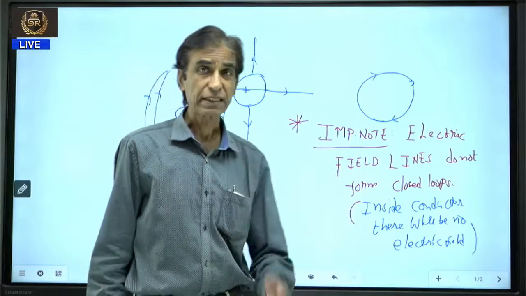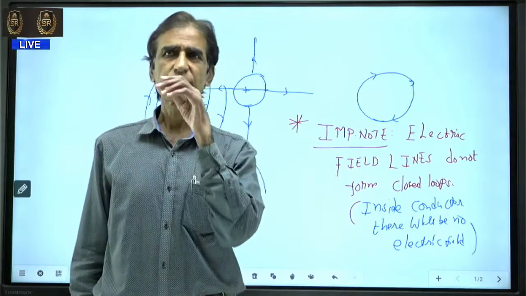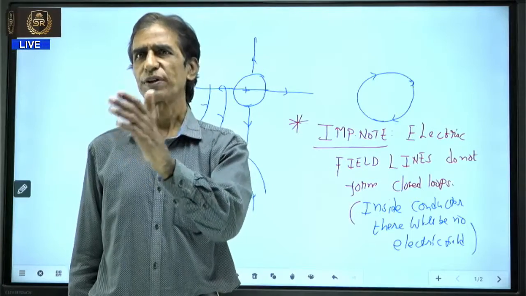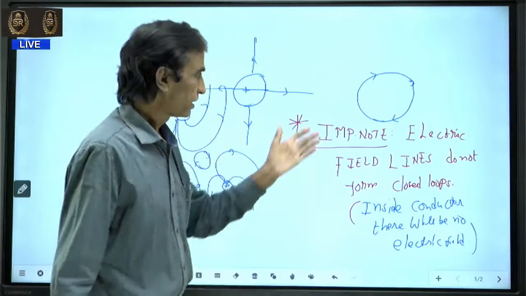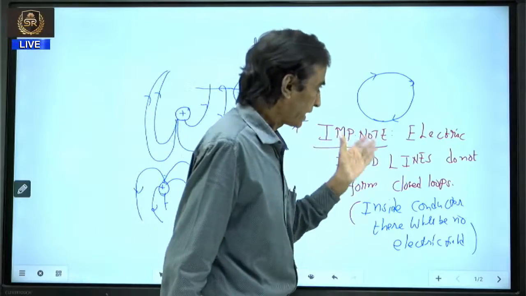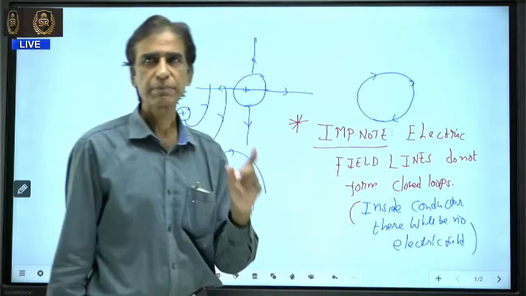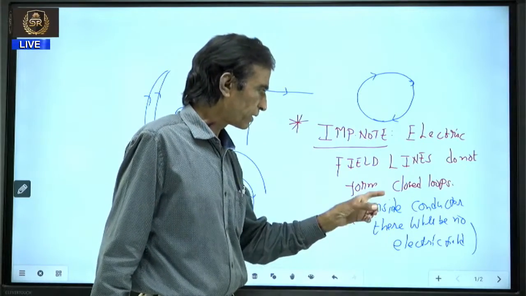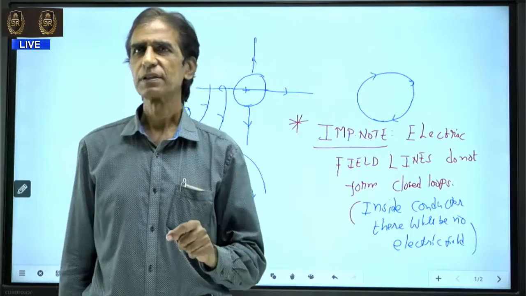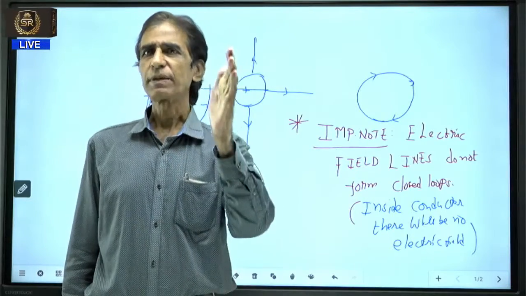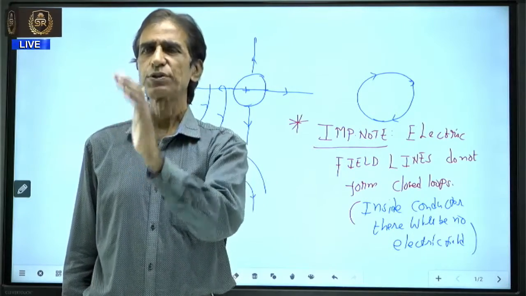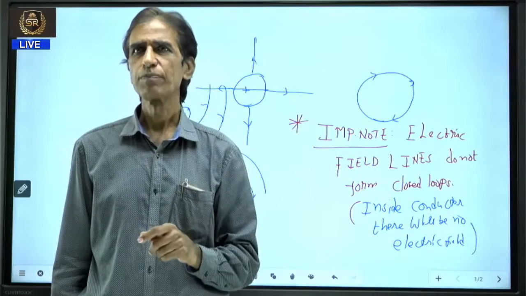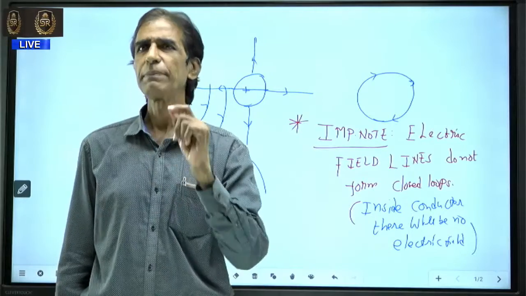They will ask an assertion-reason question, or a statement 1, statement 2 type. When they ask, they will give it like this. Statement 1: electric field lines do not form closed loops. Statement 2: inside a conductor, there will be no electric field. Then the options: statement 1 is true, statement 2 is true, and statement 2 is the correct explanation of statement 1. That is option A.